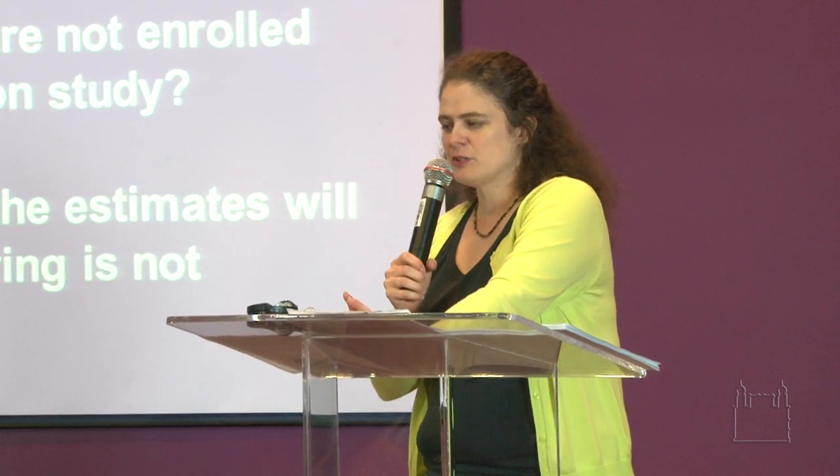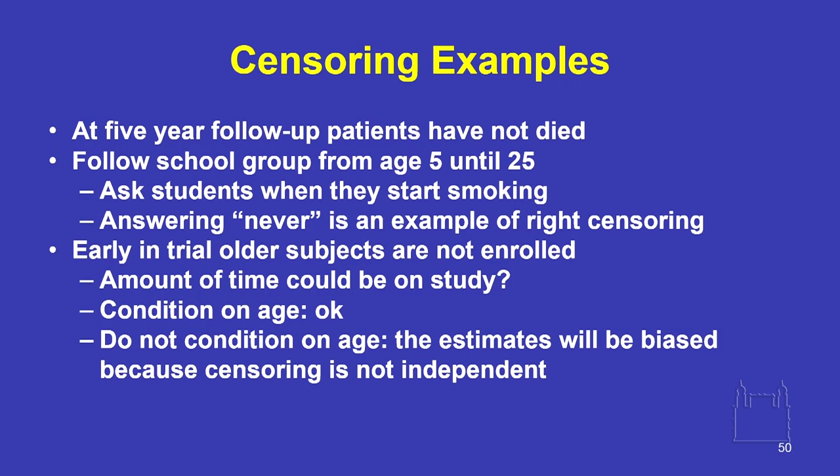So some censoring examples. The easy one I already discussed, you're at 5 years, some of your patients have not died or had their event of interest. Take the school smoking study. They're following people from age 5, they don't start smoking that early usually, at least in most countries, until age 25. The students are asked when they start smoking, and they always say they never smoked. Well then, that is in fact an example of right censoring.